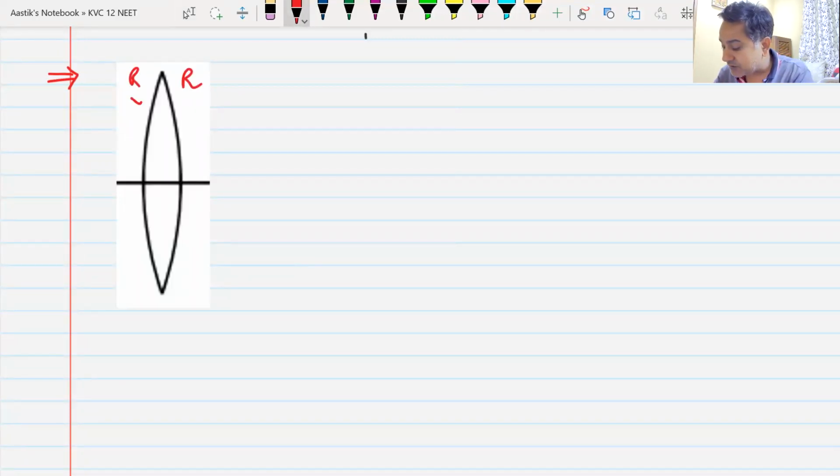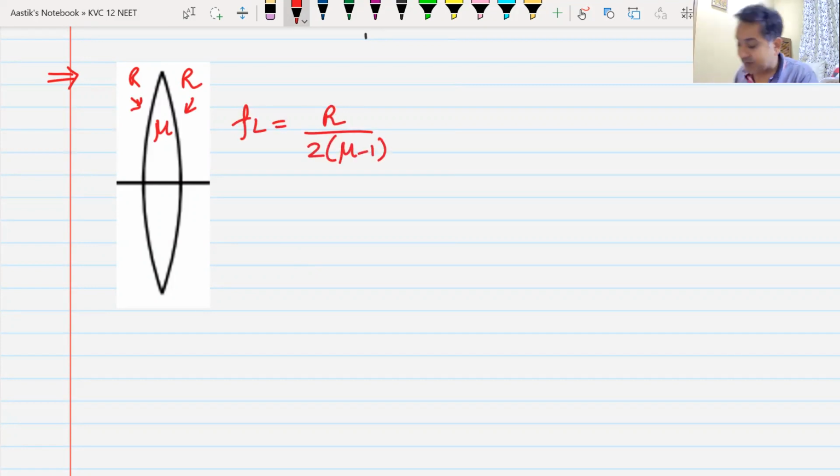If you have an equiconvex lens, the radius of curvature is R and R on both sides. We have already done this. The refractive index is mu. Remember, the focal length of this lens, FL, will be equal to R upon 2 times mu minus 1. If you can remember these small things, it will help you in solving some questions very, very quickly and very simply.